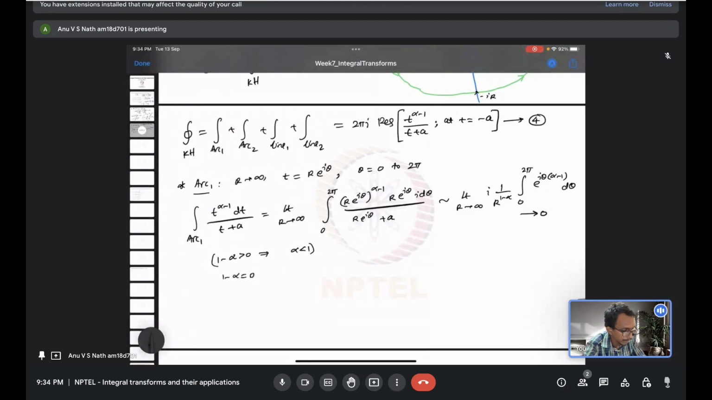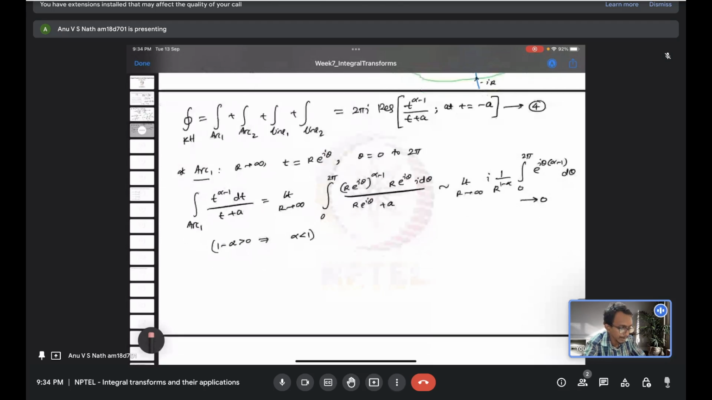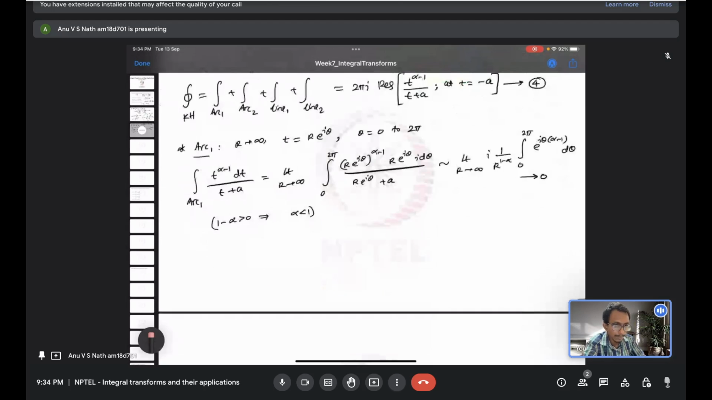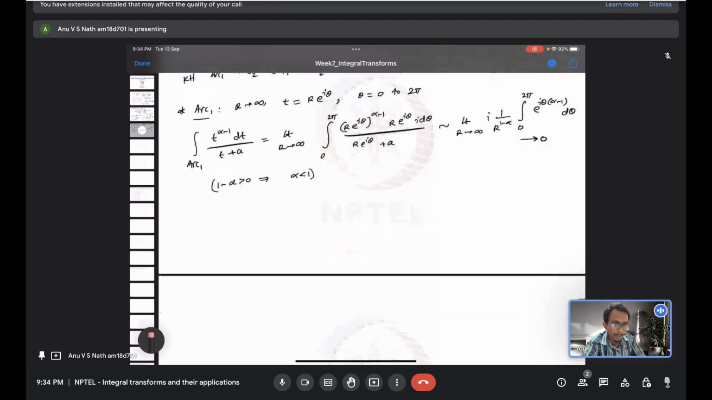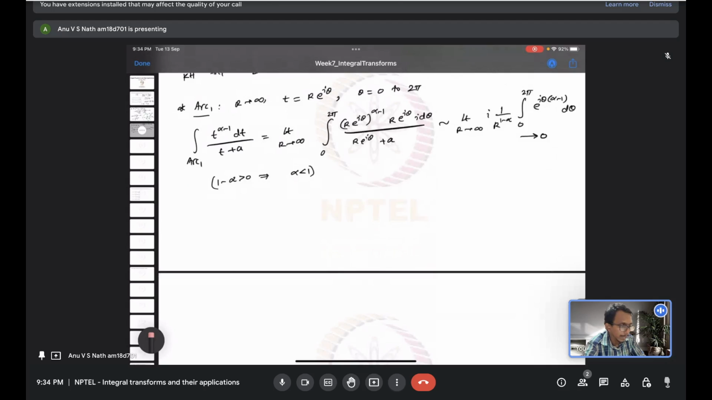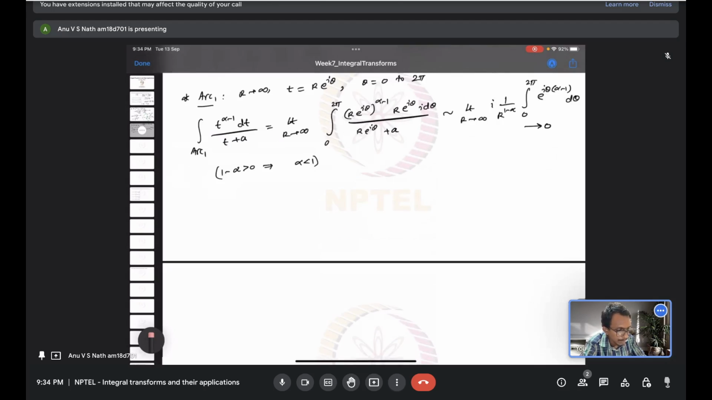If 1 minus alpha equals 0, this integral is actually a finite value, which is 2 pi i. But alpha equal to 1 is an integer value, and we are seeking non-integer generic values. So alpha less than 1 is one of the restrictions that we are giving for this integral to converge. Alpha equal to 1 is a special case where you will find a different answer. So I am writing a generic case where alpha is less than 1, and there is no contribution from arc 1. Basically, in the limit r tending to infinity, the integral over arc 1 will vanish. Similarly, arc 2.